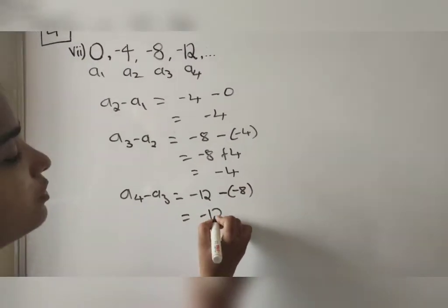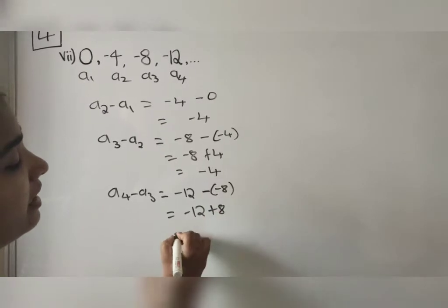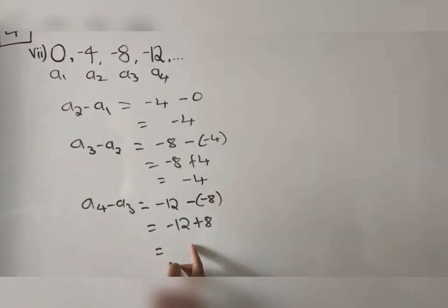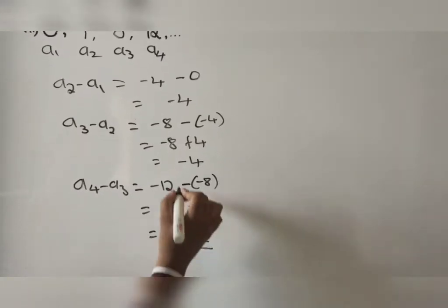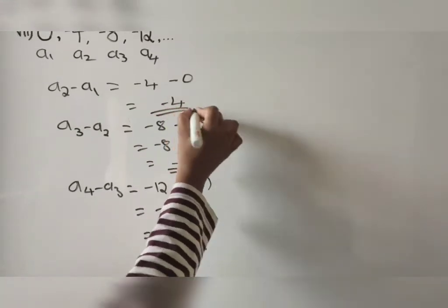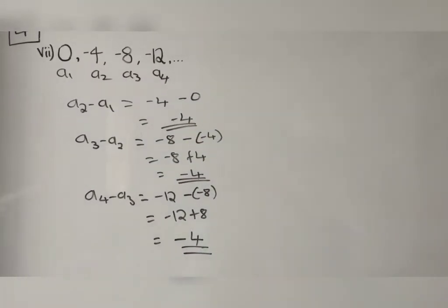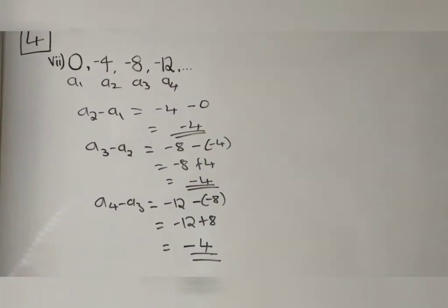Now minus 12 minus of minus 8, that is plus 8. Again plus minus, you should do, and the bigger number's sign you should keep, minus, and 12 minus 8, you are getting minus 4. See here, students, minus 4, minus 4, minus 4. All the common differences are the same. Therefore the given list of numbers is an AP.